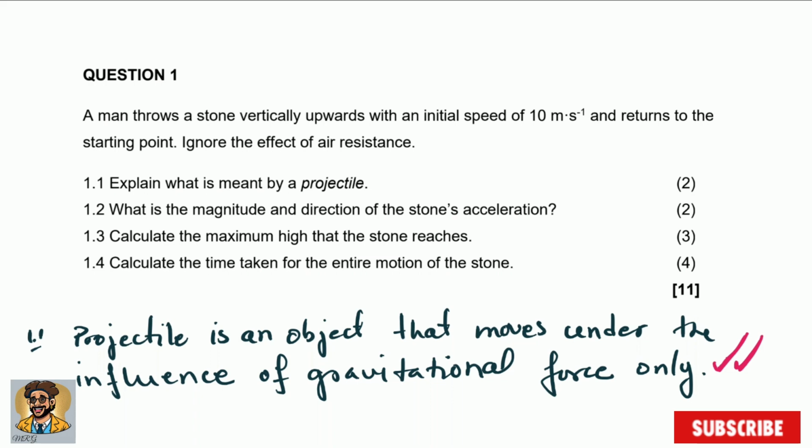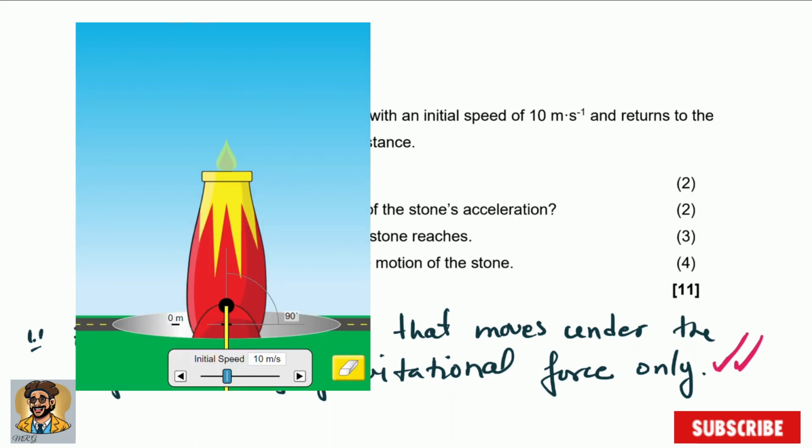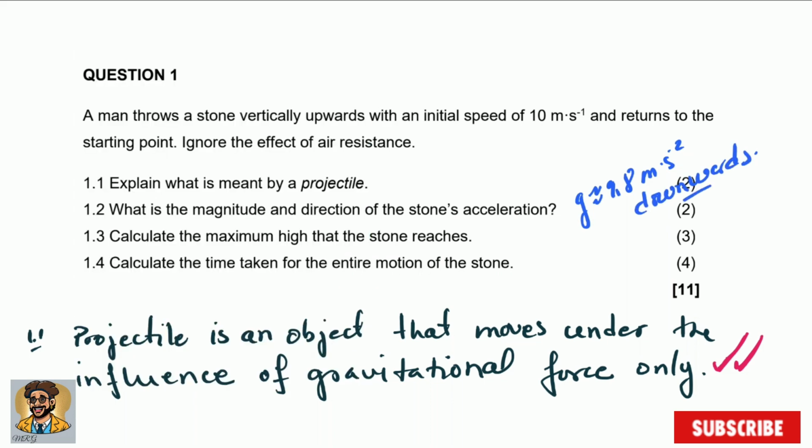Now, question 1.2, what is the magnitude and direction of the stone's acceleration? For that one we can answer here. Remember, it is going to be g, which is approximately 9.8 meters per second squared downward. And that is the answer for the acceleration of the object. All the time it is going to be 9.8 downward. Question 1.3, calculate the maximum height that the stone reaches.